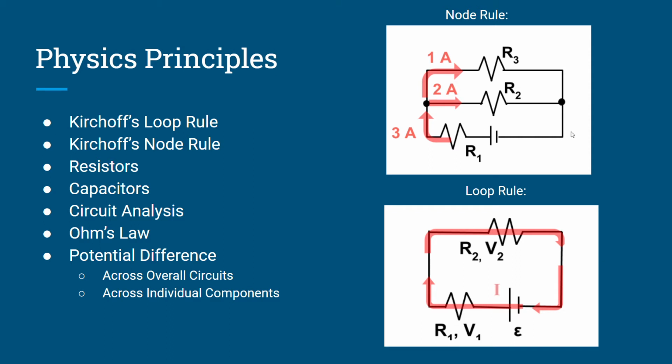For resistors, a resistor is a passive electrical circuit component that uses electrical resistance to do things like reduce current flow, an example being a light bulb. A capacitor is a device that stores electric potential energy in an electric field.